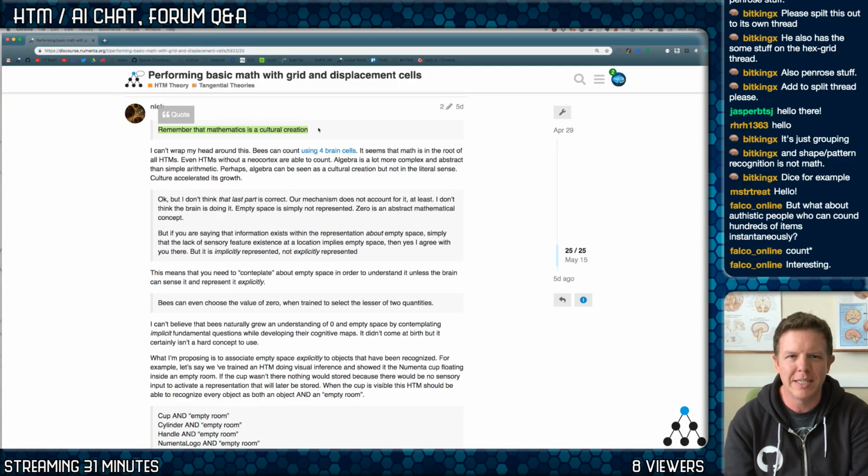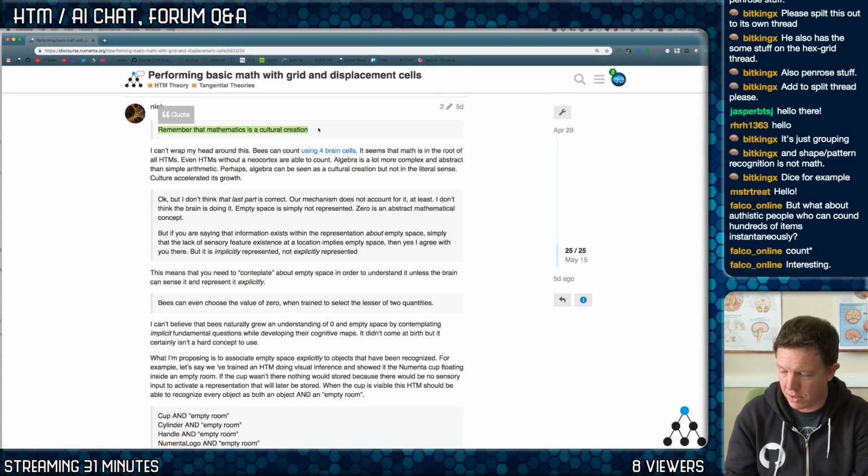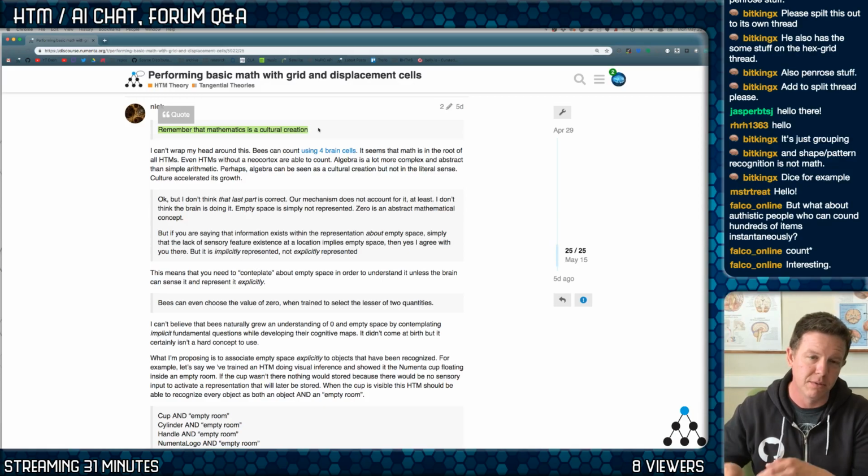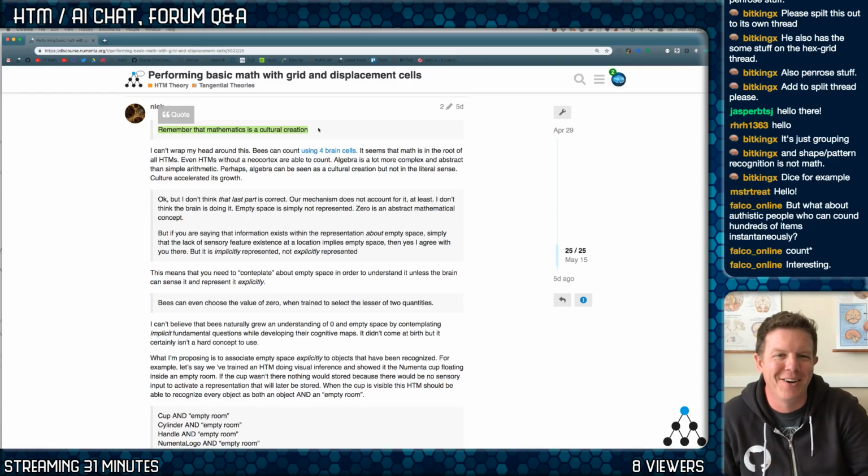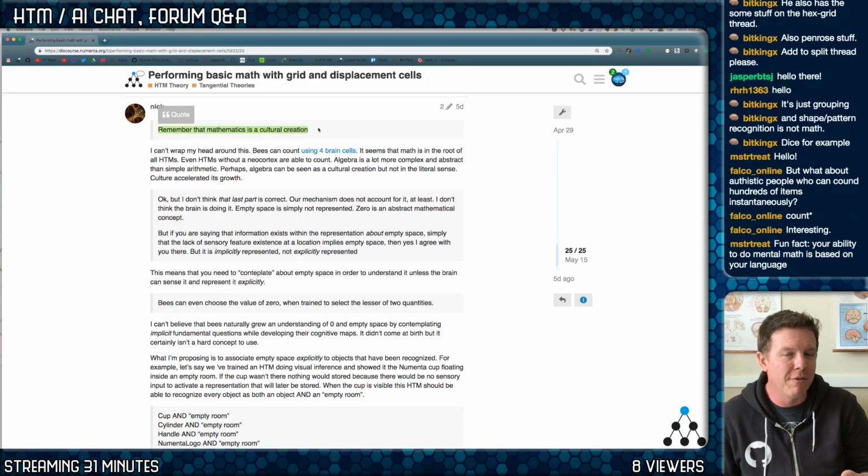What about autistic people who can count hundreds of items instantaneously? They've got something going on in their neurons that lets them do that. I don't know how autism works. I don't think a lot of people do. I don't think we've figured that out yet: what exactly autism is, how to treat it, what causes it.